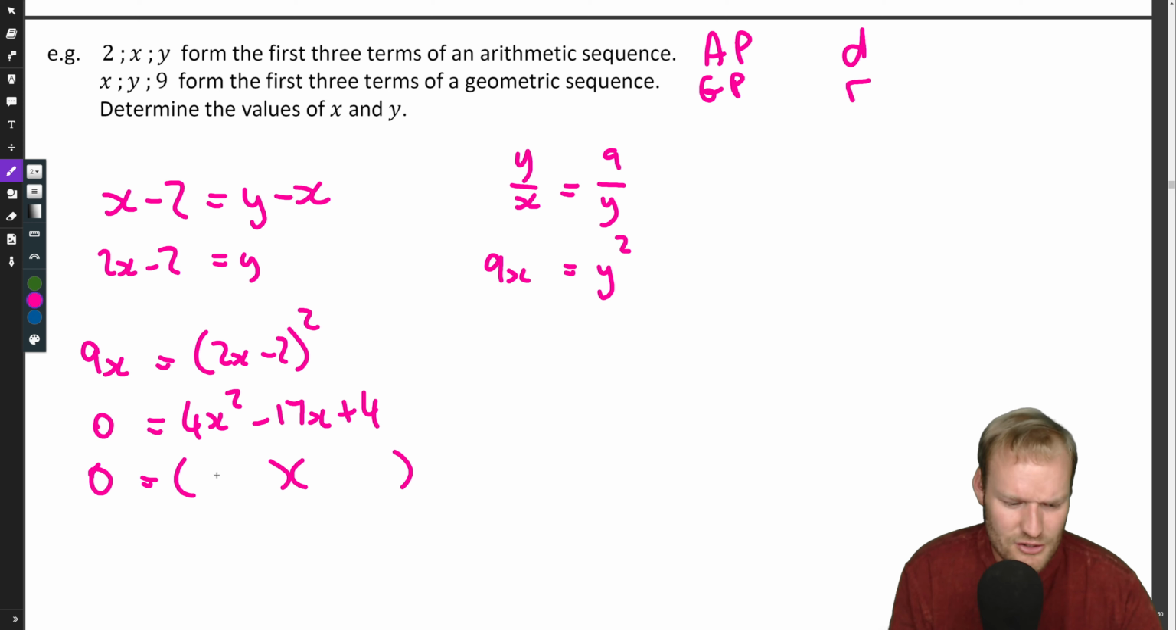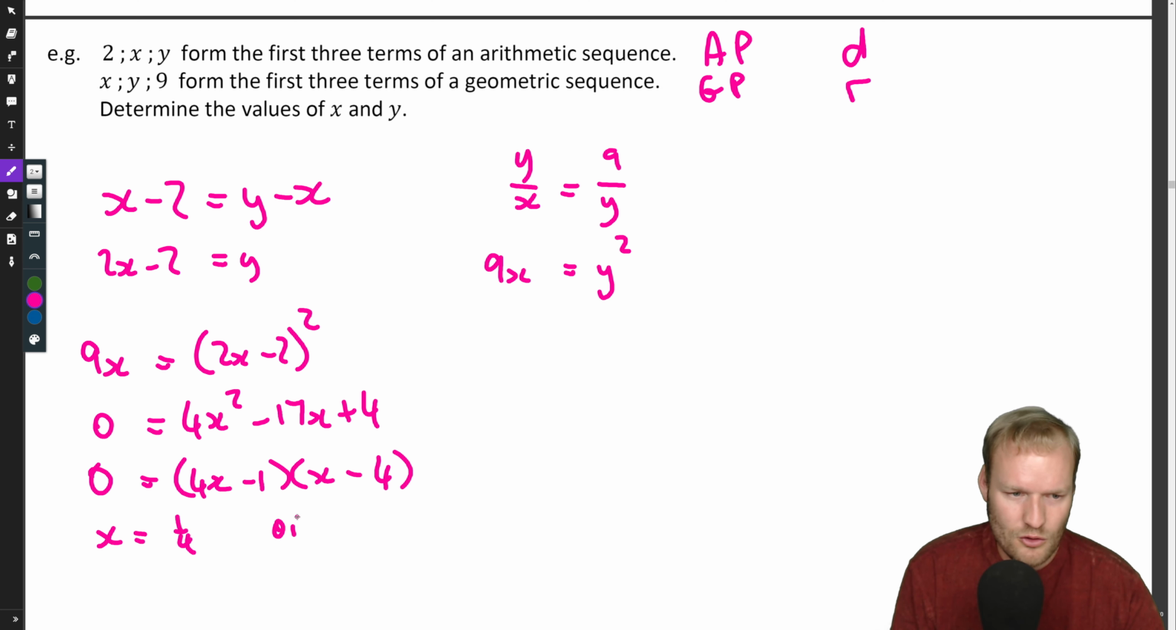If it factorizes, now of course you know your multiples of 4 and 4, so you get 17. And 4x times 4 is going to give you the 16. And then we're going to need to subtract 1 to get 17. Or perhaps you just reach for the quadratic formula. Nothing wrong with that. Okay, so if that's the case, we've got x = a quarter or x = 4.